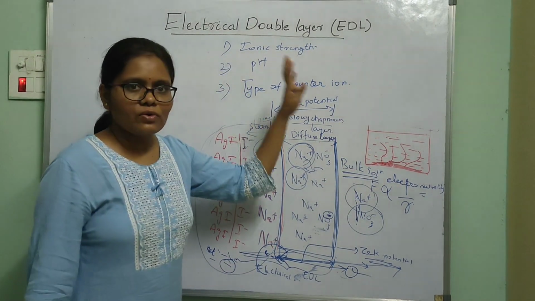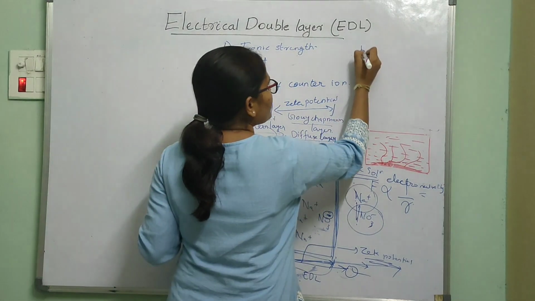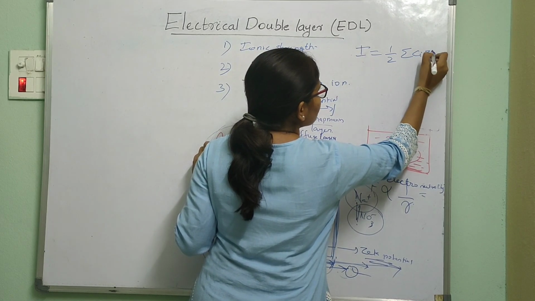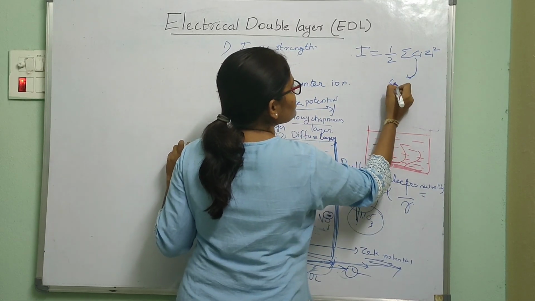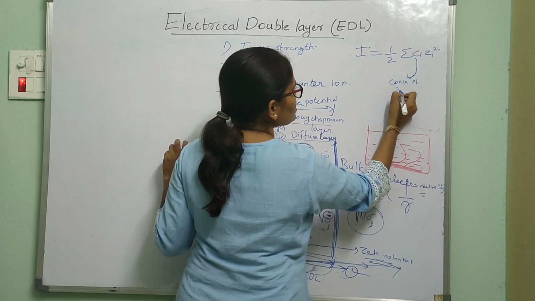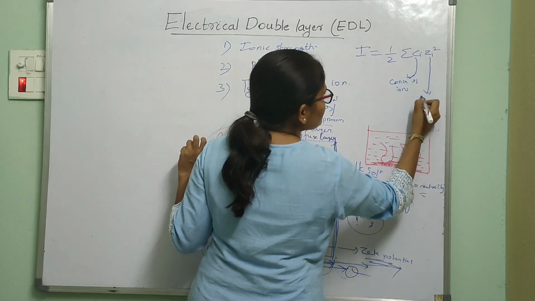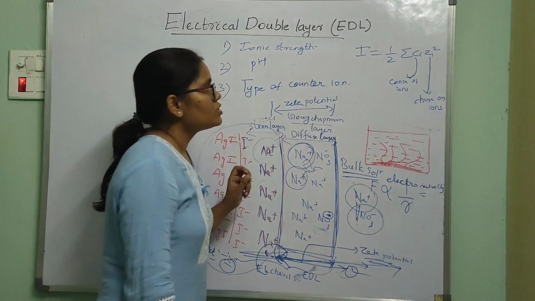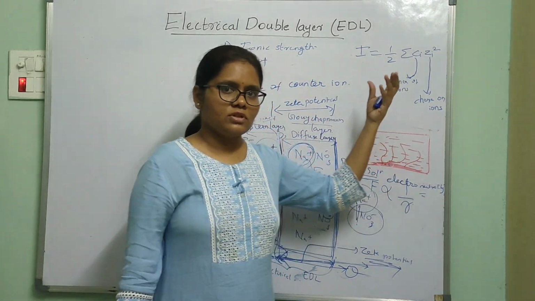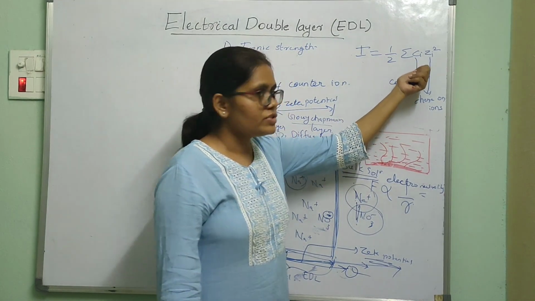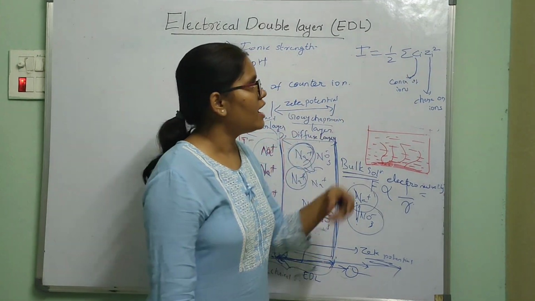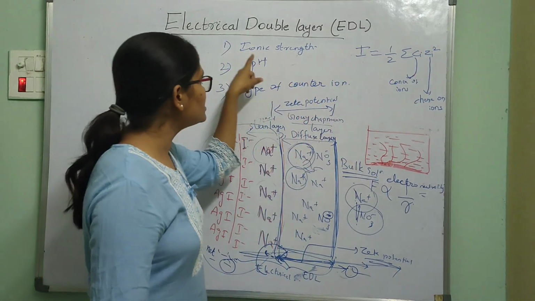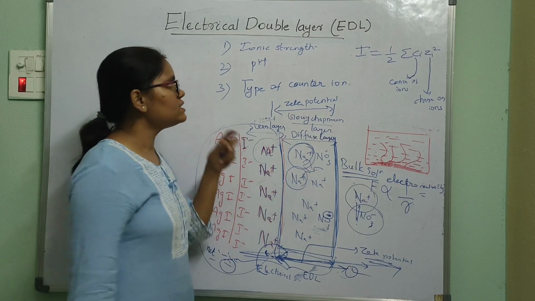Okay, so we all know what ionic strength is, right? Ionic strength of any solution is given by this formula, the sum of CiZi squared, where Ci is the concentration of ions in the solution and Zi is the charge on the ions. So if the concentration of ions in the solution is high, its ionic strength will be high, and if the charge on the ions is high, the ionic strength will be high. But how does this ionic strength affect the electrical double layer?